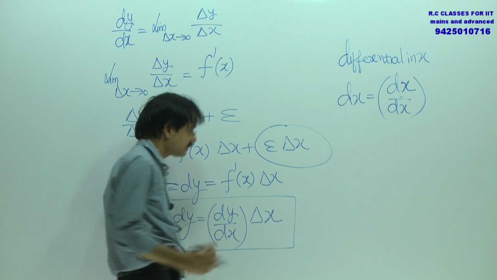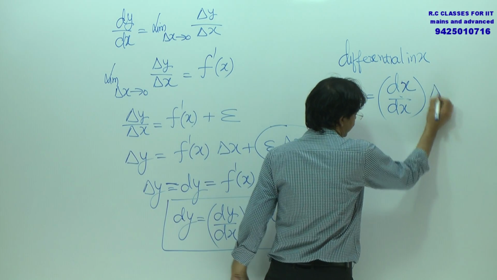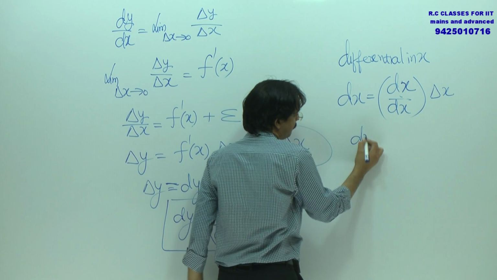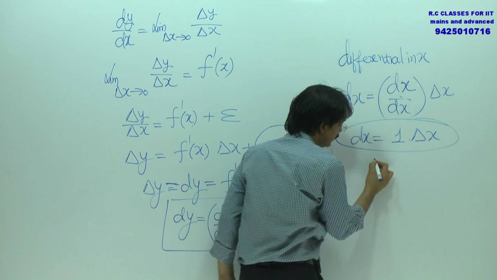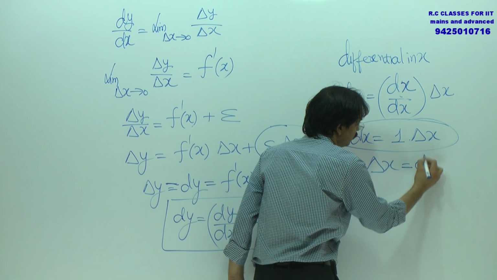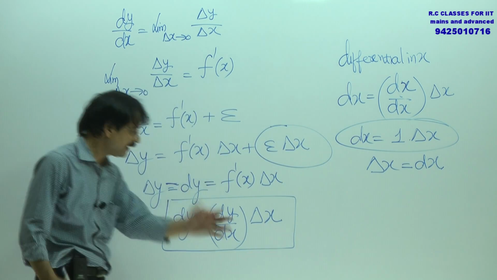In place of y, it is x, so dx by dx into delta x. It will become 1. So dx is equal to 1 into delta x. What we are getting there is that delta x is equivalent to dx.